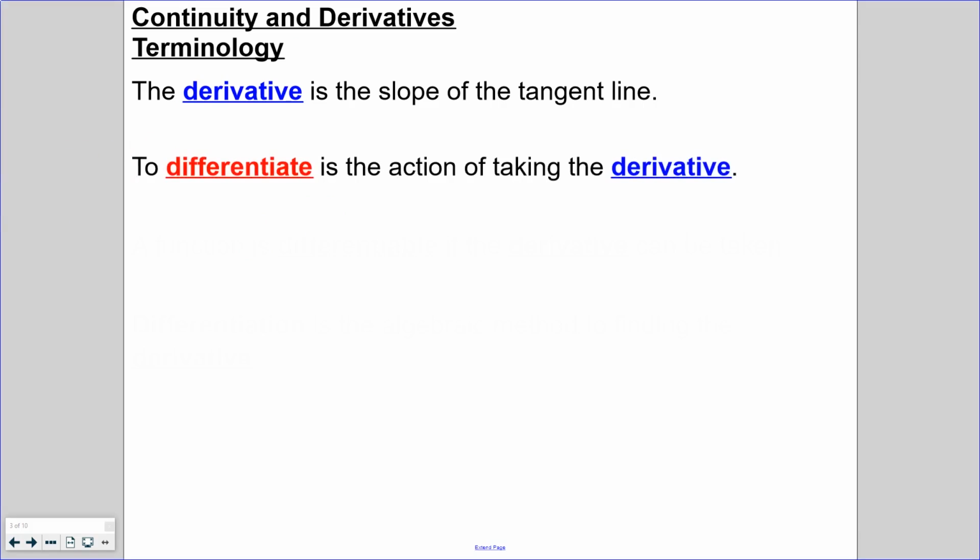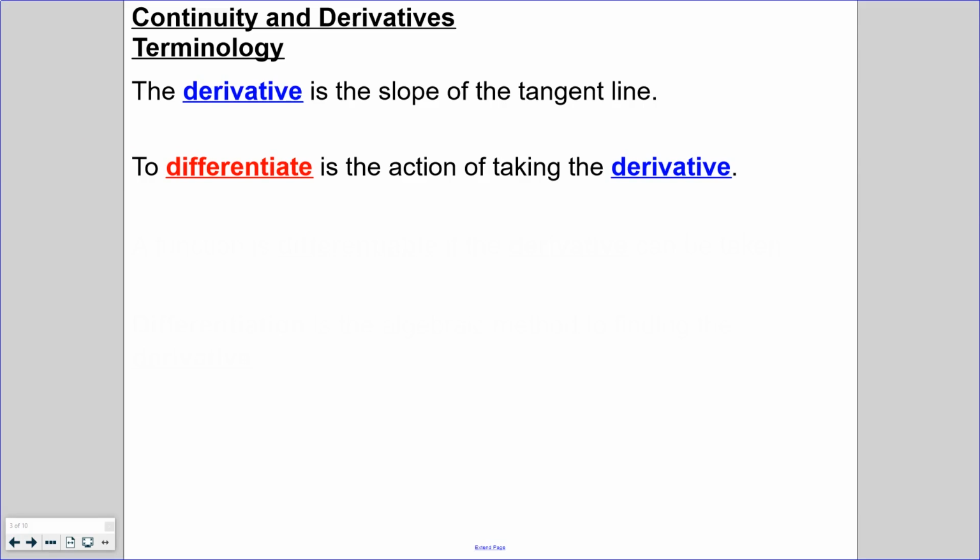But before we can do that, we got to go over some basic terminology that has to do with derivatives, because now that we're using derivatives, we need to know what the instructions are describing or what we're being asked to do. So we know that the derivative is the slope of the tangent line. So finding the derivative will allow us to know what the slope of the tangent line is at a specific point on a curve. Then, to differentiate, this is the action of actually taking the derivative.